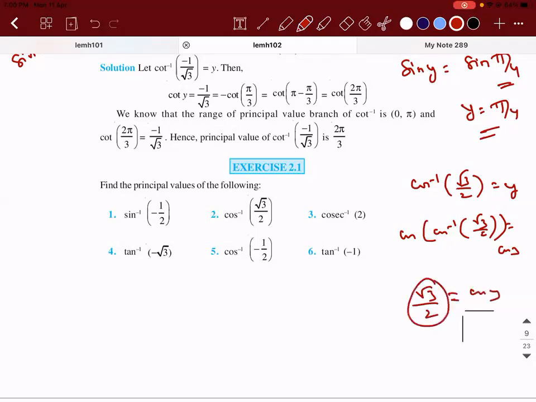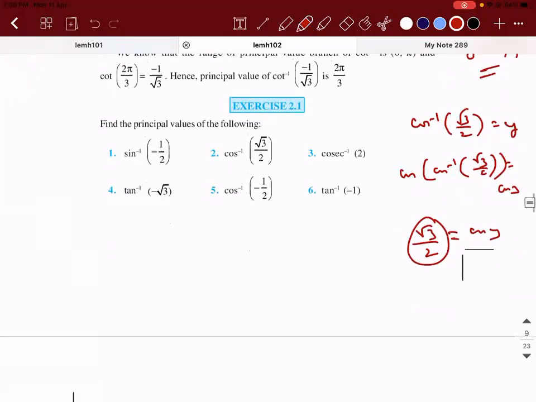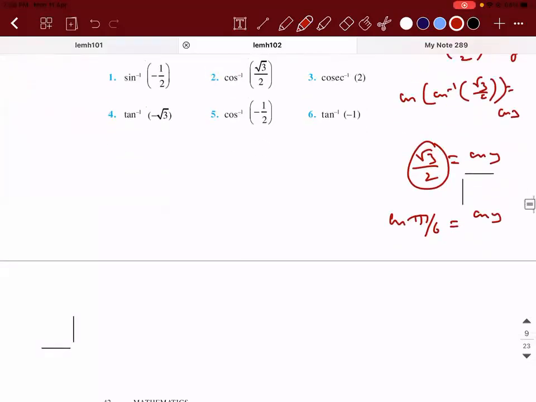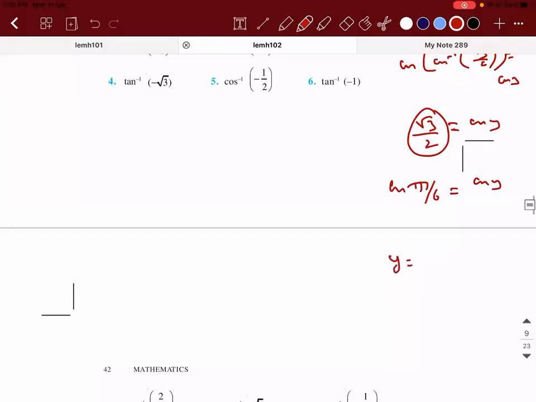So cos of what value is root 3 by 2? For the first time, it is pi by 6. So cos pi by 6, that is 30 degrees, is equal to cos y. Remember, the arguments are always written only in terms of radians. Don't write them in terms of degrees. So y is equal to how much? That is the answer over there.